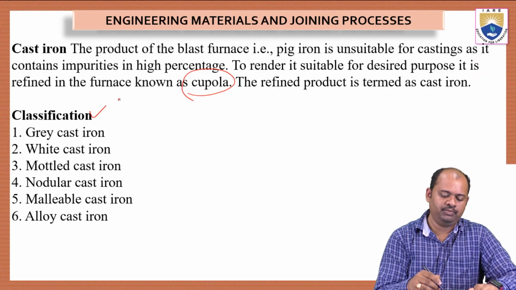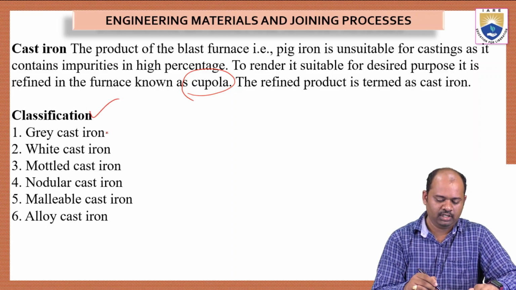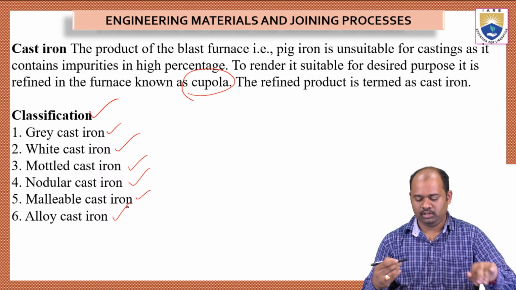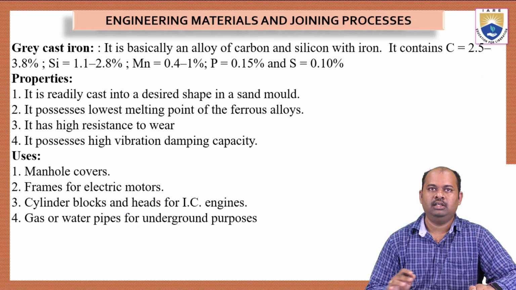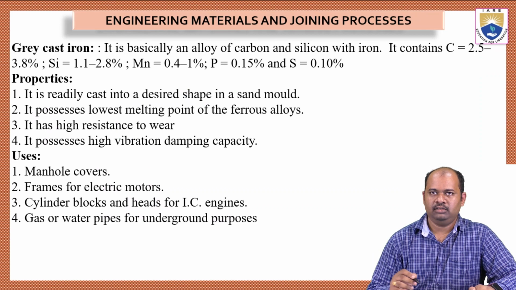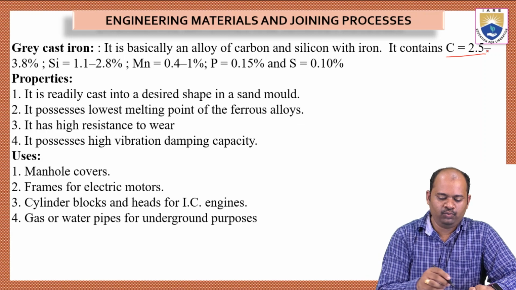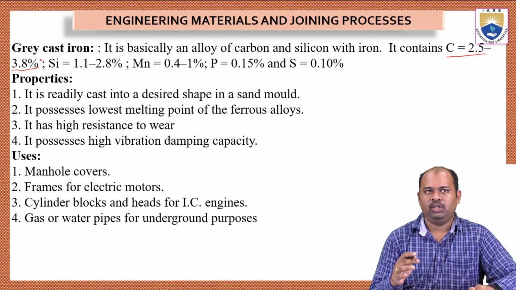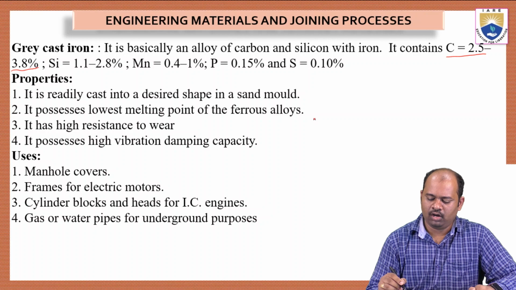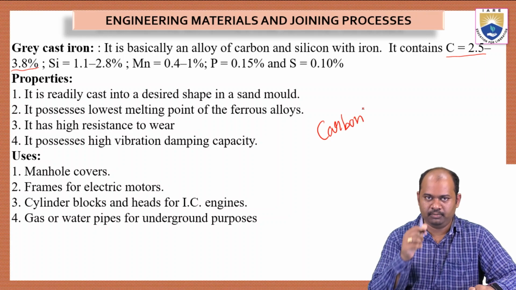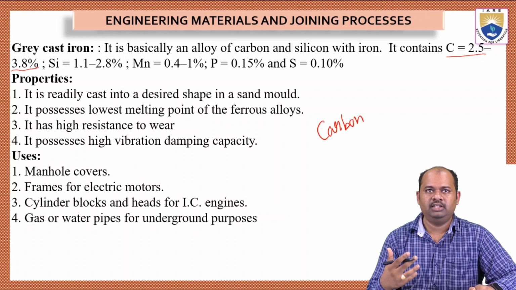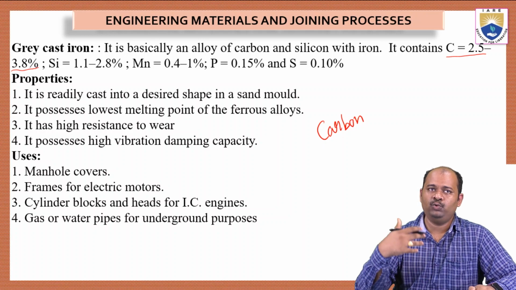And then we have a classification of cast iron. There are different types of it: grey cast iron, white, mottled, nodular, malleable, alloy cast iron. Now we are going to see each cast iron in detail. So it contains 2.5 to 3.8% of carbon. Now all these cast iron types are based on the percentage of carbon. So by varying the percentage of carbon in them, we can identify each different type, and we have to name them based on the percentage of carbon.